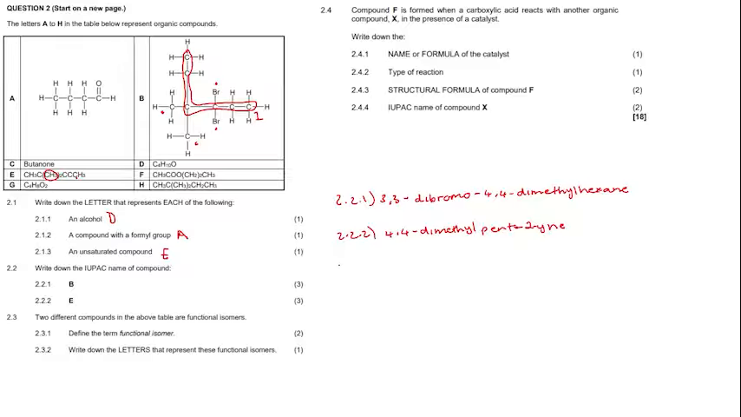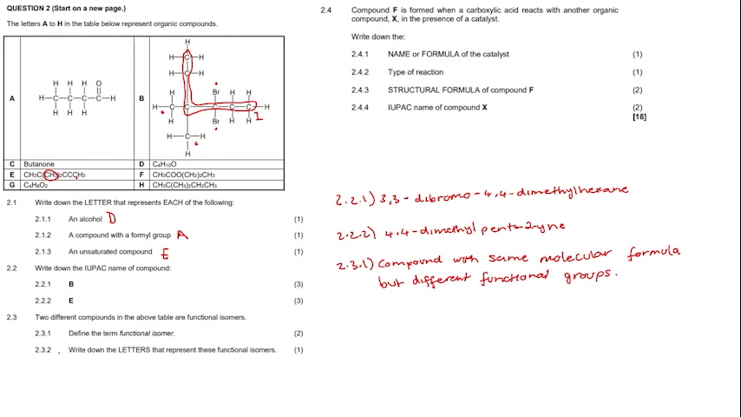Question 2.3. 2 different compounds in the table above are functional isomers. Define the term functional isomers. Functional isomers are compounds that have the same molecular formula but have different functional groups and therefore belong to different homologous series. Question 2.3.2.